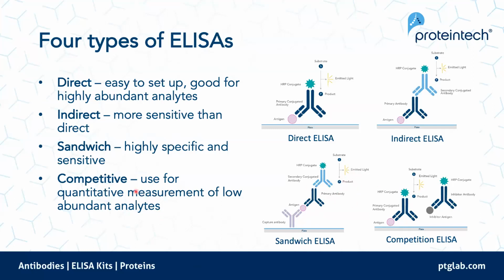And then lastly, we have our competitive ELISAs, and these are really good for quantitative measurement of low abundant analyte. Essentially, if you have an inhibitor antigen, then the higher the presence of your actual antigen, you then get an inverse proportion of signal.